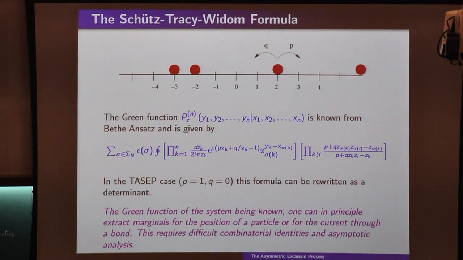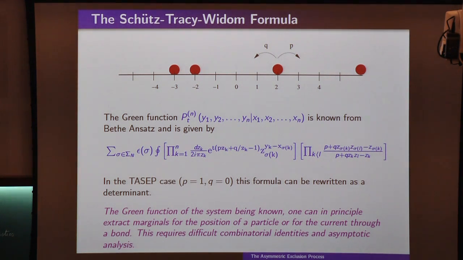So the thing is that the Green function, the probability of going from an initial configuration to a final configuration, is known and can be written as a contour integral, which involves a sum over permutations. And again, ultimately, one of the basic ingredients is the so-called Schütz-Tracy-Widom formula, which relies on Bethe ansatz. Okay?